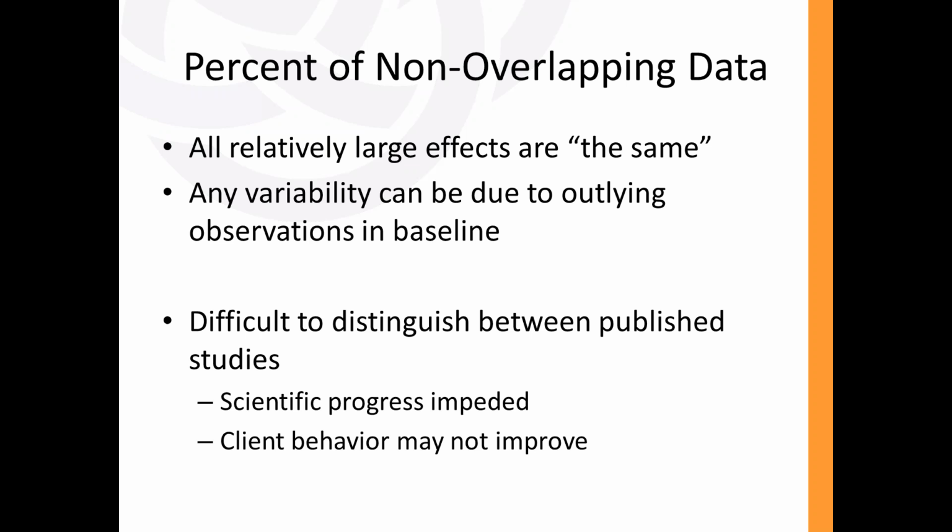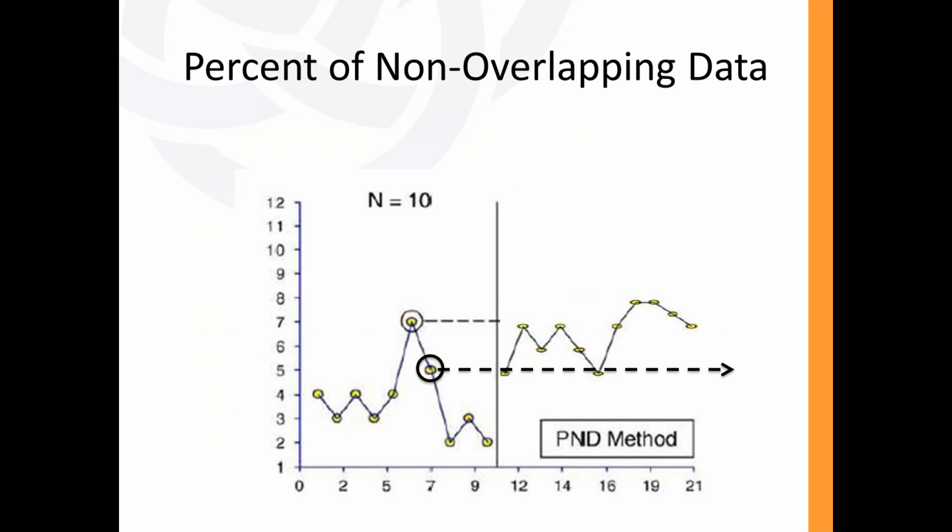And again, due to these problems, it's difficult to distinguish between published studies. So this impedes scientific progress because, again, we can't communicate about how effective an intervention is. And in fact, the client may suffer. So if you look at a client that had this type of maximum baseline, they might look like, oh, wow, we should really use this intervention because look how effective it is. But then you look at your client using the same metric of percent of non-overlapping data, and they do have an outlying data point, and all of a sudden it looks like it's not very effective. And so you say, oh gosh, I failed.